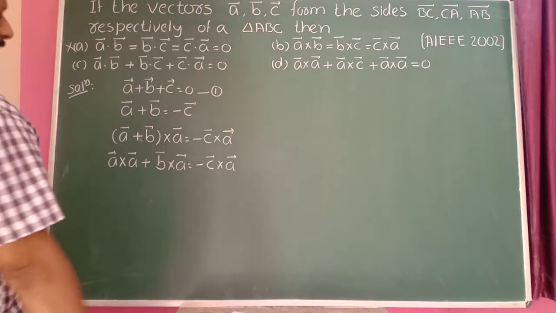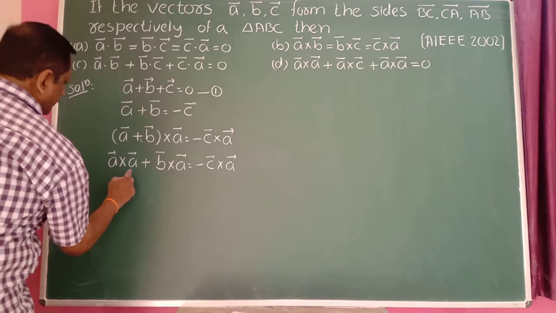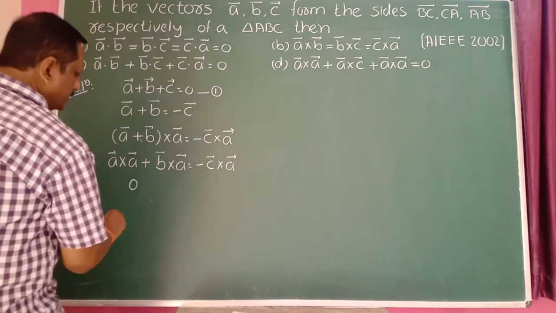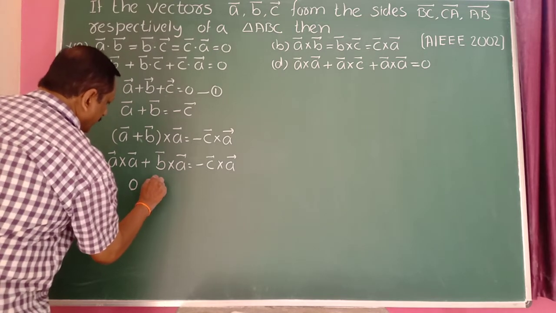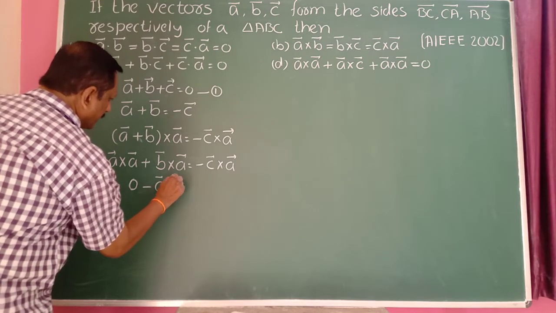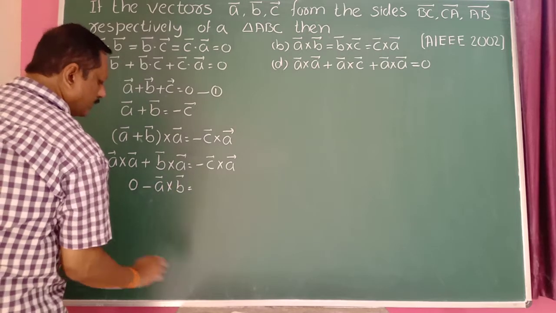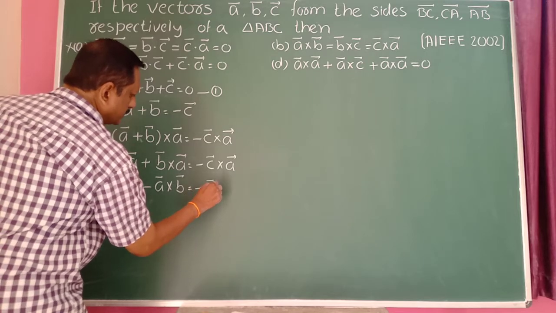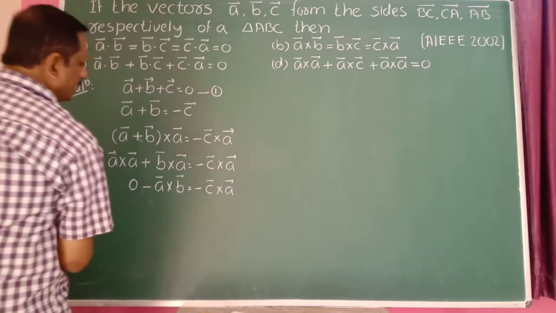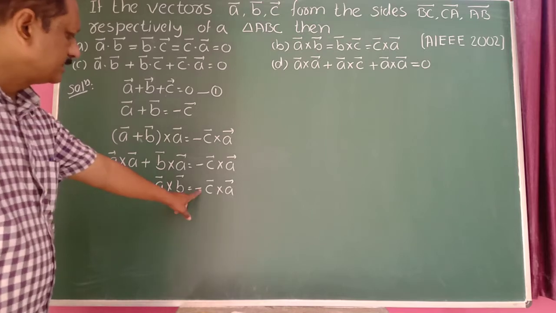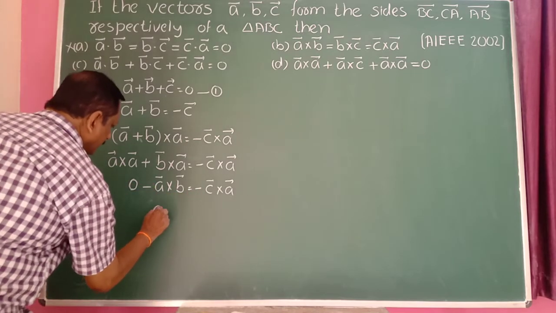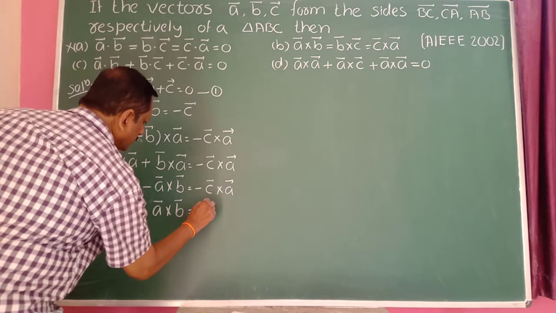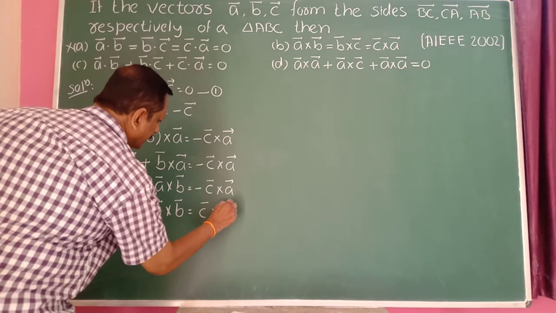And there is a property of cross product here. A bar cross A bar is a 0 here. So this is a 0. And B bar cross A bar is nothing but minus of A bar cross B bar here. That is equal to, keep minus of A bar cross B bar, minus of C bar cross A bar here. So left side minus and right hand side minus becomes a plus here. Hence A bar cross B bar is equal to C bar cross A bar here.